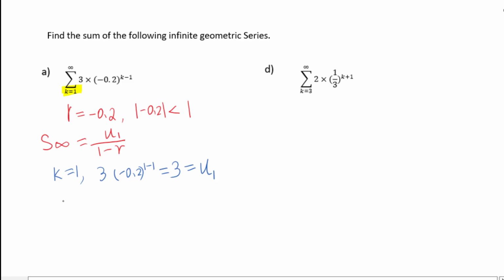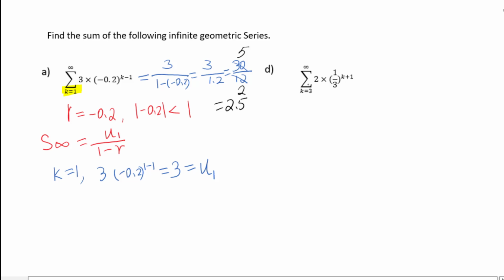The sum of the infinite geometric series, the sum of 3 times negative 0.2 to the k minus 1th power as k goes from 1 to infinity, equals 3 over 1 minus negative 0.2. That equals 3 over 1.2. Simplify: multiply by 10 first, 30 over 12, then reduce. 5 over 2, that equals 2.5.